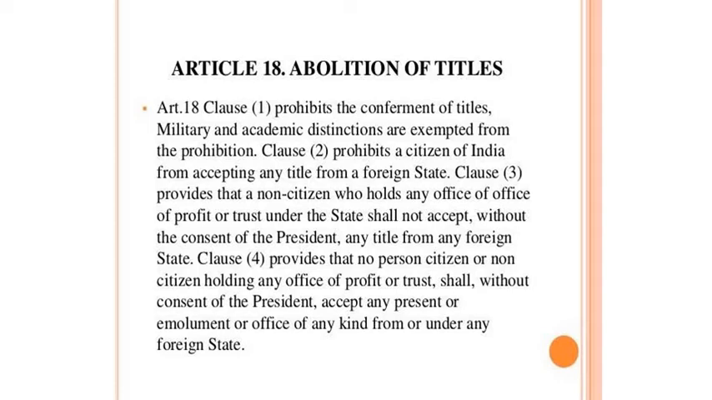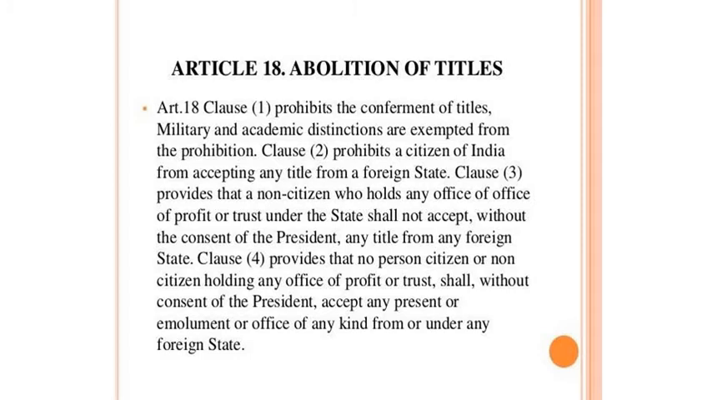That means Article 18 clause 1 prohibits the conferment of titles; military and academic distinctions are excepted from the prohibition. Clause 2 prohibits a citizen of India from accepting any titles from a foreign state. That means if I am a citizen of India, other than the military or academic distinctions, if I am a normal citizen, then I cannot get the titles from the foreign states.